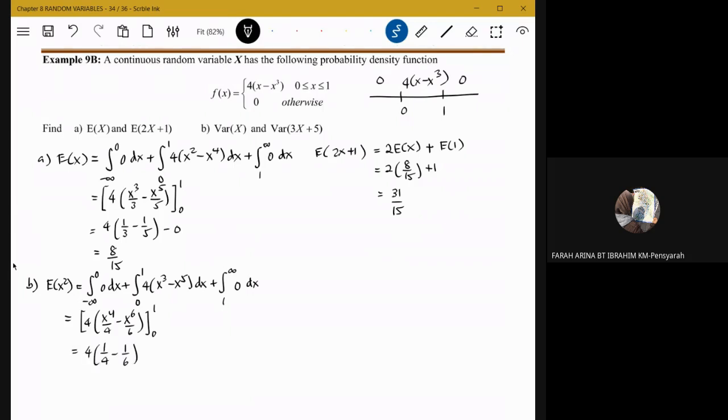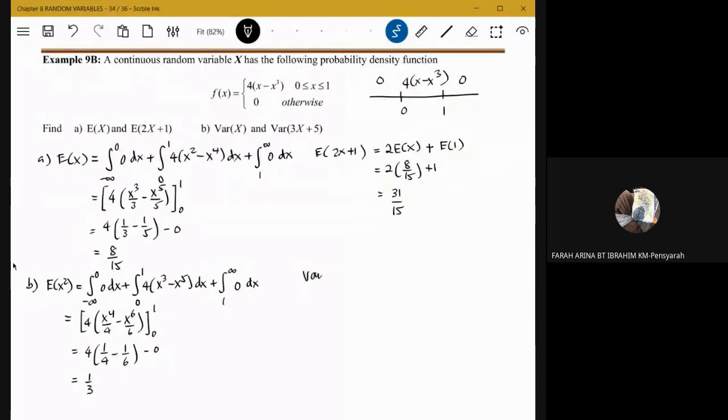Okay, ni dapat berapa ni? Kira. One over 3. Alright, good. Okay, now we done finding the E(X squared).